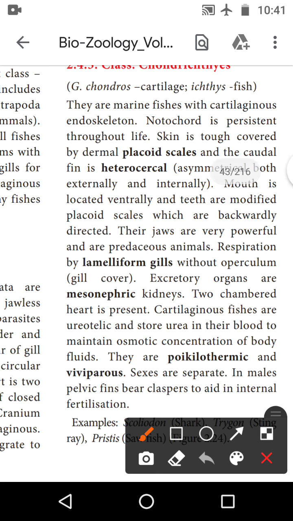The next one is the excretory organ. The elimination part is the mesonephric kidney. Mesonephric means the middle development of the nephric kidney. A two-chambered heart is present. What are the two chambers? One auricle and one ventricle.